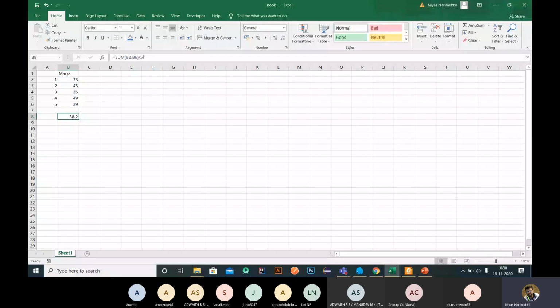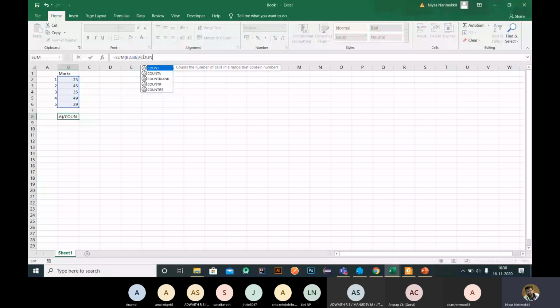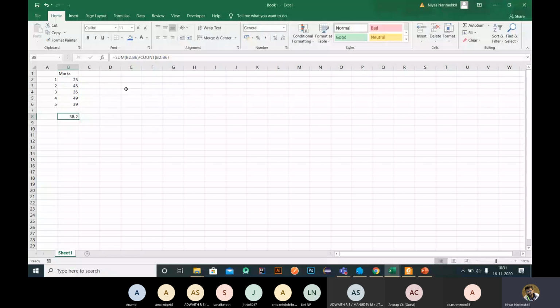The other way is you can use count also. Count means the number of items in that range, right? Here we have 5 items. So instead of statically coding it as 5, we can use count, again of B2 to B6. We get the same answer, because count gives the number of items. That is, we are getting 5 here with the help of the count function. So count is for getting the number of items in that list. This is a dynamic one. If you use 5, it is a static one, right?